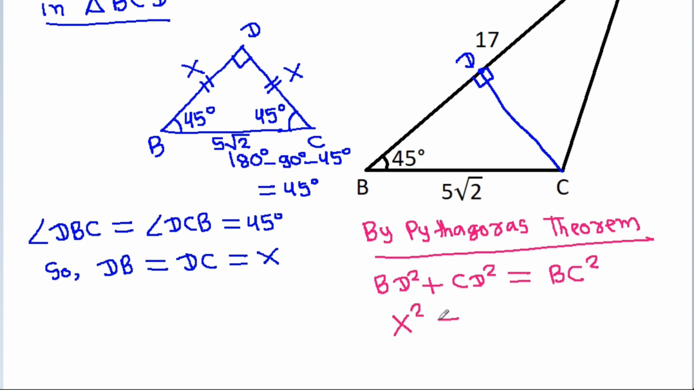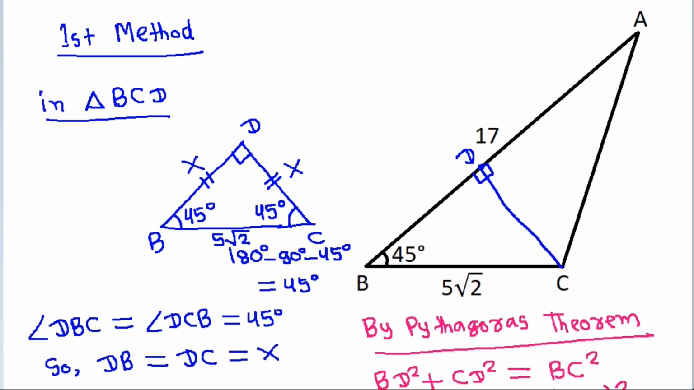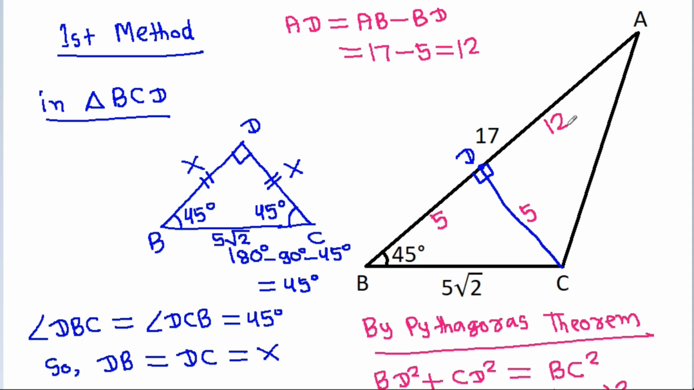And it is x square plus x square is equal to 5 times a square root of 2 square, and it is 2x square is equal to 50, and x square will be equal to 25, so x will be equal to 5. So BD is 5, and CD is 5, and AD will be equal to AB minus BD, that will be 17 minus 5, and it is 12, so AD is 12.